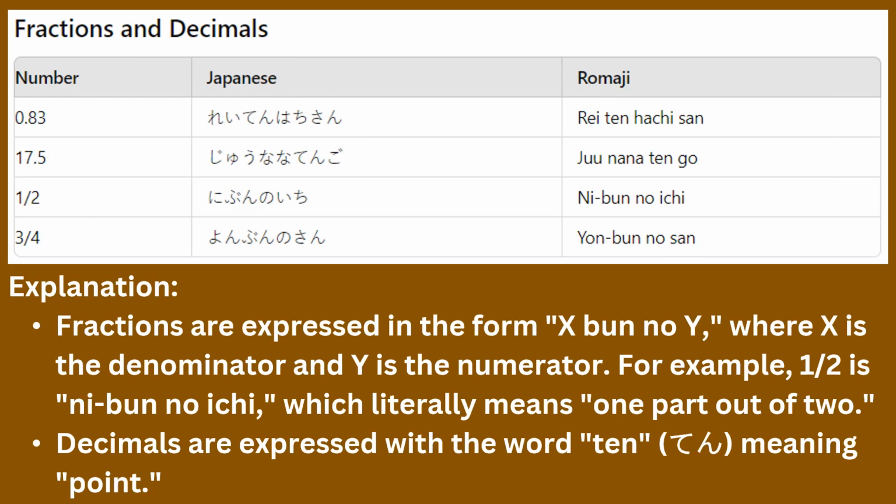Fractions and decimals. Rei ten hachi san, juunana ten go, ni bun no ichi, yon bun no san. Fractions are expressed in the form x bun no y, where x is the denominator and y is the numerator. For example, 1/2 is ni bun no ichi, which literally means 1 part out of 2. Decimals are expressed with the word ten, meaning point.